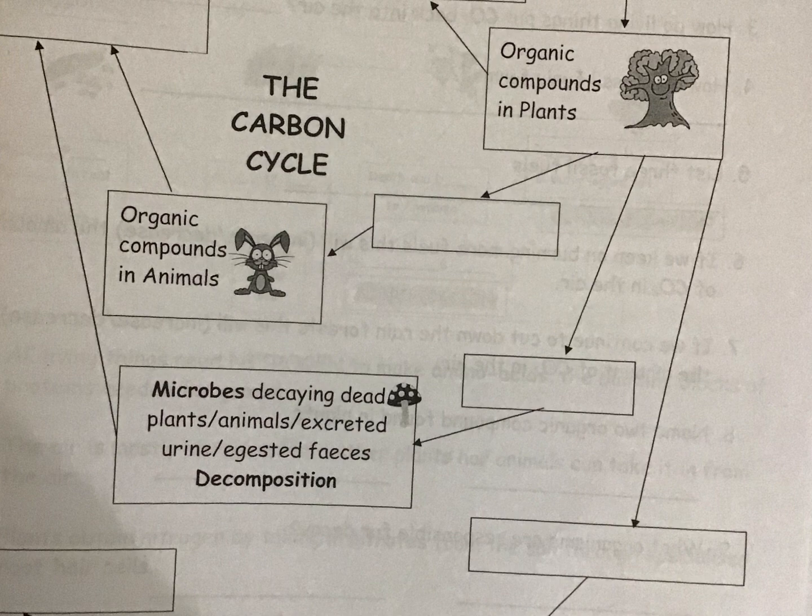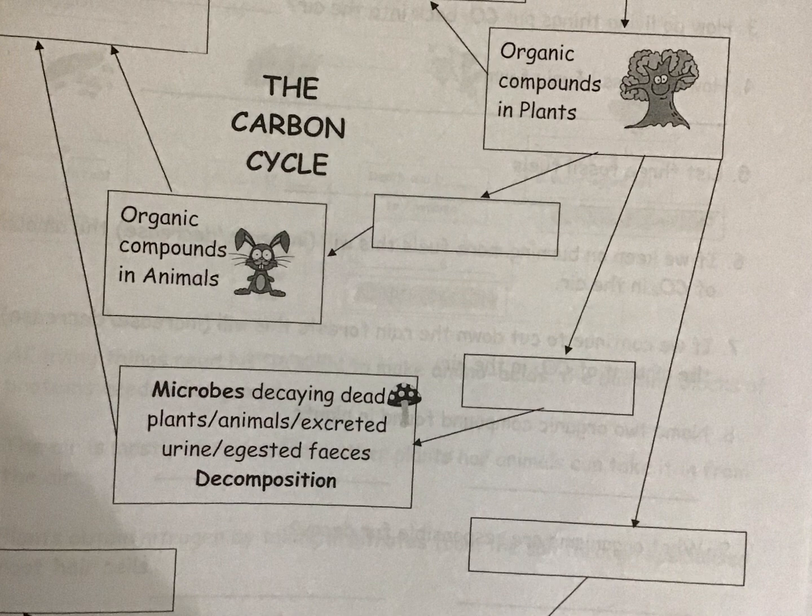So carbon, being the most abundant element on Earth, is needed for all organic compounds like proteins, carbohydrates and fats. So it's needed for life of all living things. And the first place where we see that being laid down is photosynthesis.